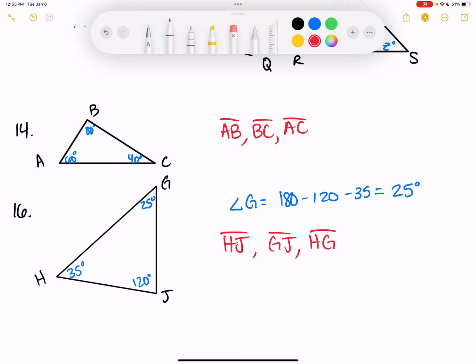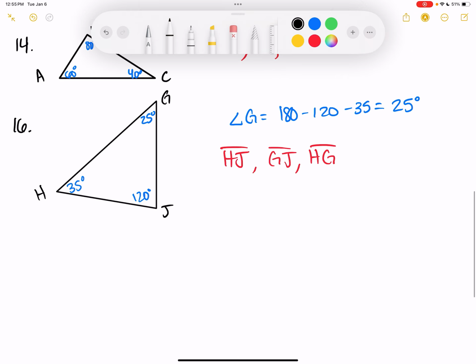All right, now we're going to do angles in order smallest to largest. Number 18.